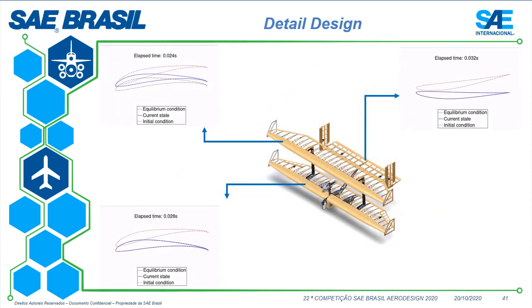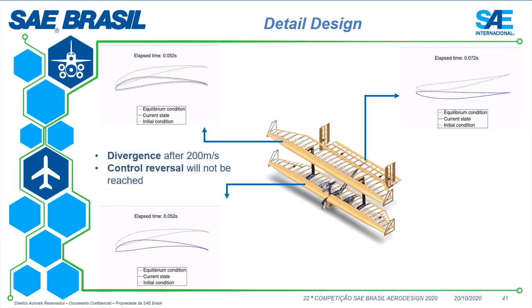A pseudo-static model was considered in order to obtain the divergence and control reversal speed. The divergence speeds will occur after 200 meters per second. The real divergence will be outside the flight regime. The control reversal speed will not be reached in the flight regime, but the phenomenon will occur before divergence.